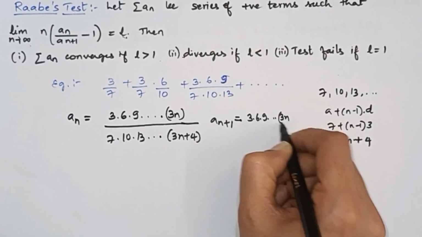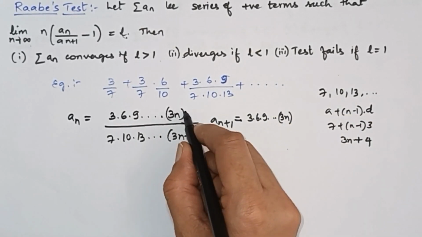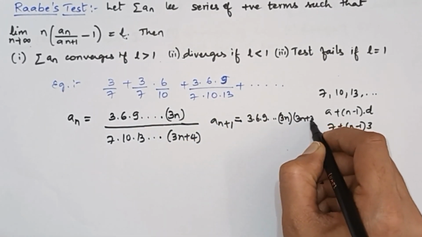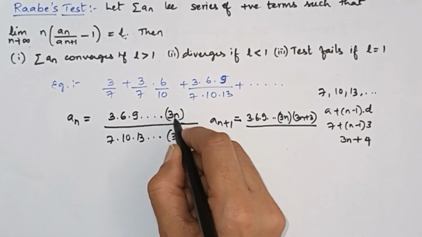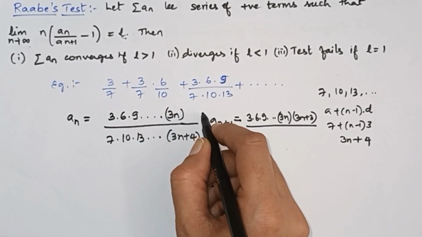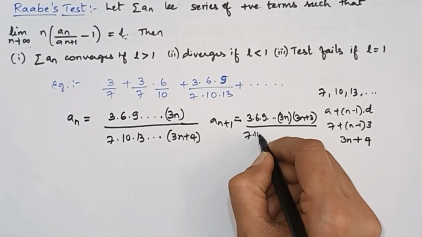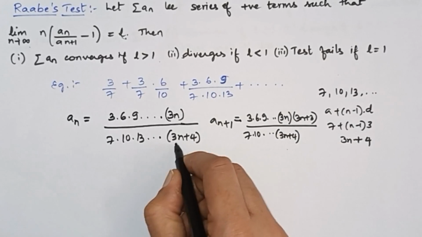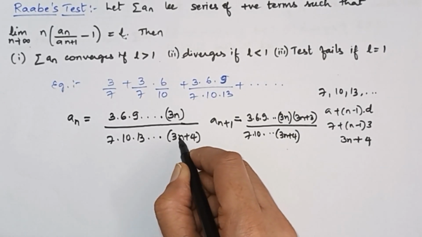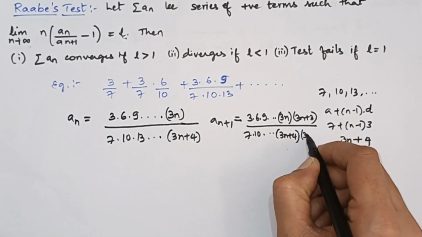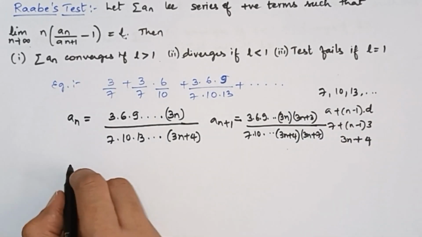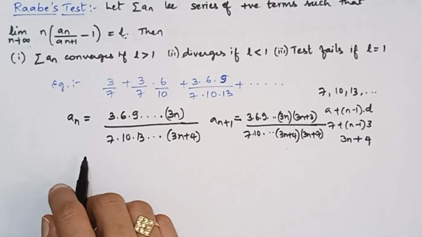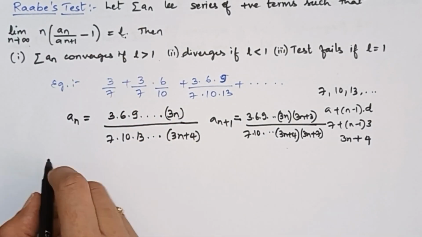Next, I want an plus 1, which is equal to 3 into 6 into 9, and so on up to 3n, then replace n by n plus 1, so within the bracket, n plus 1. That gives you 3n plus 3, divided by 7 into 10 and so on up to 3n plus 4, then 3 into (n plus 1), that is 3n plus 3 plus 4, 3n plus 7. Now I want this an by an plus 1, or else you can find an plus 1 by an also.